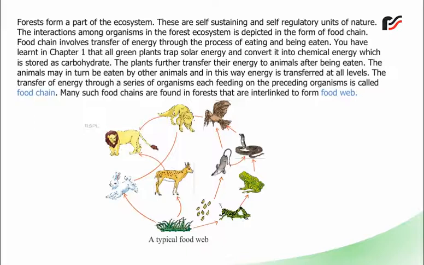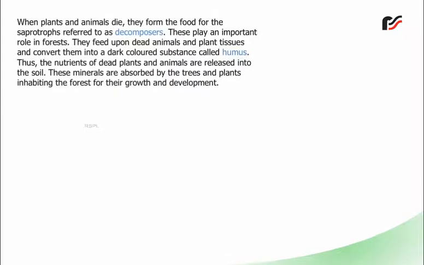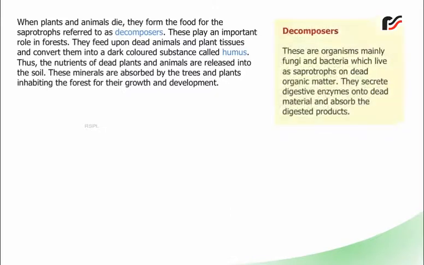Many such food chains are found in forests that are interlinked to form a food web. When plants and animals die, they form the food for the saprotrophs, referred to as decomposers. These play an important role in the forest. They feed upon dead animals and plant tissues and convert them into a dark-colored substance called humus. Thus, the nutrients of dead plants and animals are released into the soil. These minerals are absorbed by the trees and plants inhabiting the forest for their growth and development.